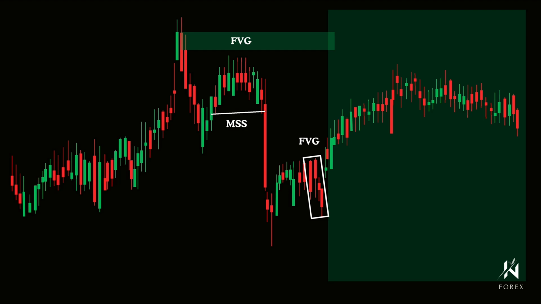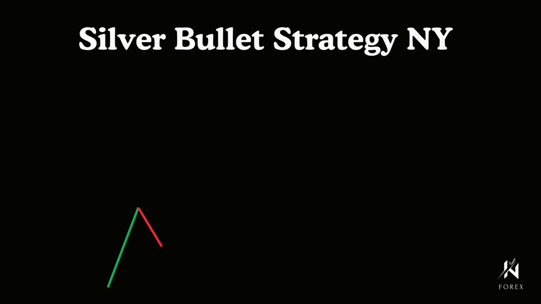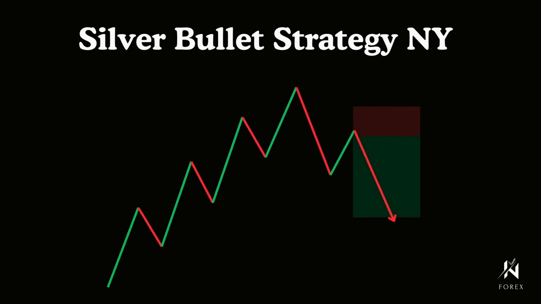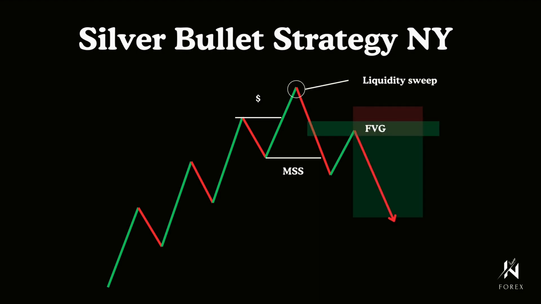In this next section of the video, we're going to explore an alternative setup within the silver bullet model, closely resembling the initial one, but with a key distinction. It still involves the same sequence: a liquidity sweep, a market structure shift, and an imbalance formation. However, the primary difference here is that this liquidity grab occurs during the New York session itself. Despite this variation in timing, all the previously outlined rules for the setup remain completely applicable to this scenario as well.